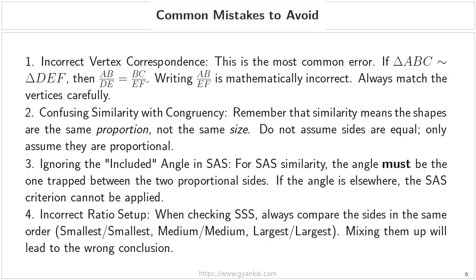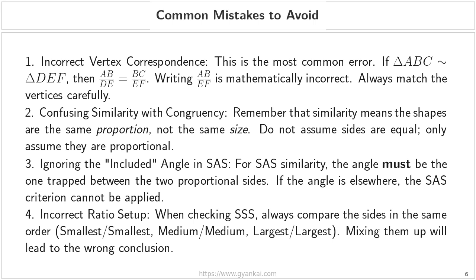Finally, avoid an incorrect ratio setup when working with the SSS method. When you are checking if three sides are proportional, do not pick sides at random. To stay organized and accurate, always compare them in the same order: smallest side to smallest side, medium to medium, and largest to largest. If you mix up the order, you will likely reach the wrong conclusion about whether the triangles are similar.